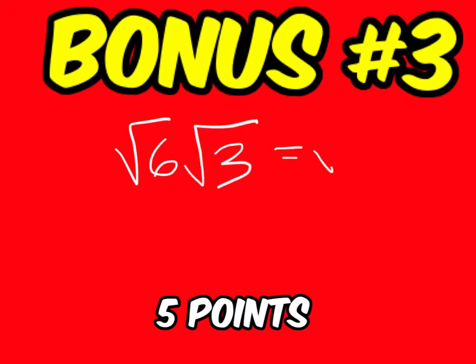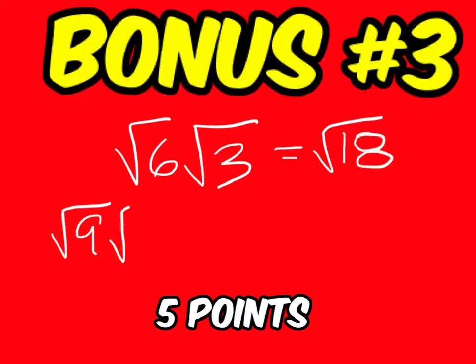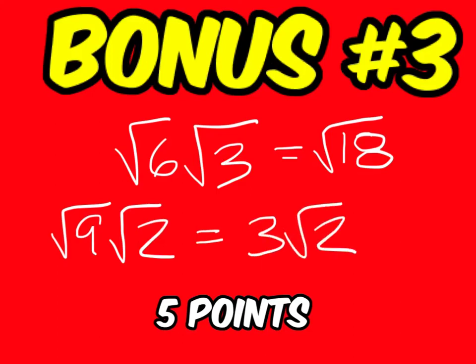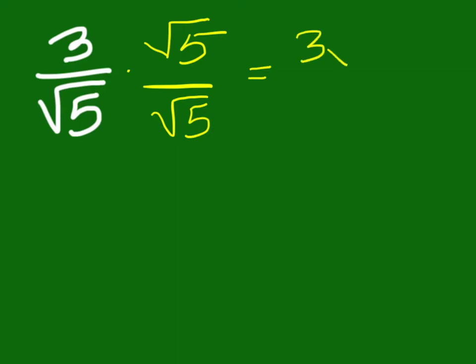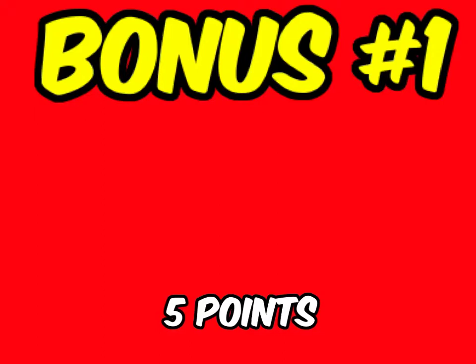On this one, it multiplies to give you square root of 18, which breaks up as square root of 9, square root of 2, which is 3 square root of 2. Bring this one up. On this problem, you have to multiply the top and the bottom by the square root of 5 to get 3 square root of 5 over 5. Try this bonus problem if you're finished.